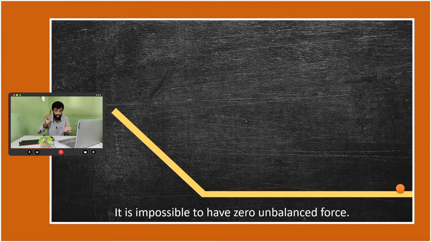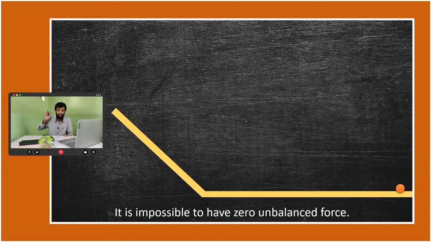So in case, for you to understand, this is one surface, this is another object. I am trying to slide this object on the surface, right? Now, if I'm pushing this object in this direction, there is a force which is completely opposite, which is trying to stop this motion. So that is the frictional force. And because of that frictional force, it's impossible to have a zero unbalanced force. So I hope you are able to understand this.